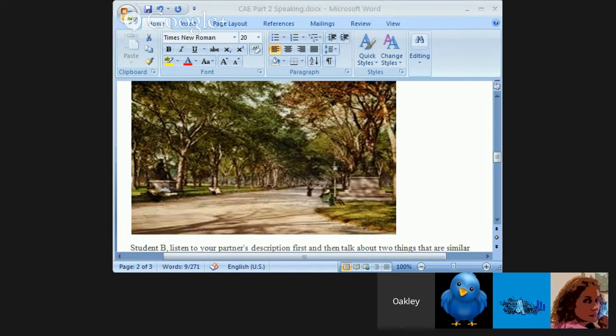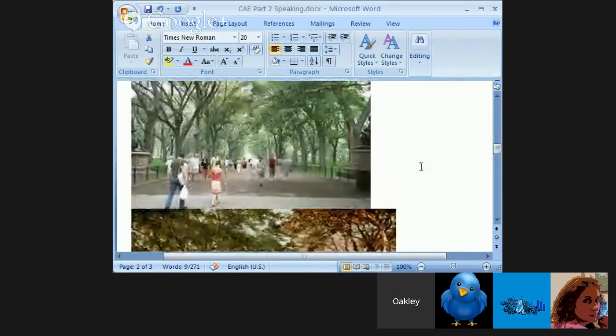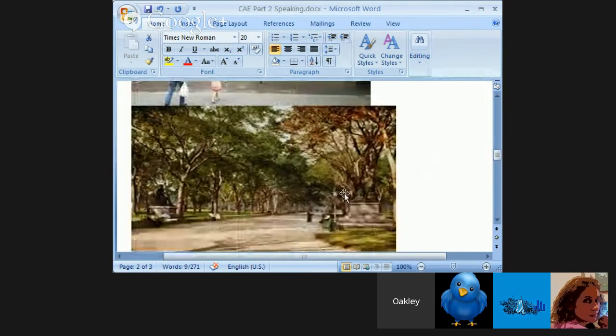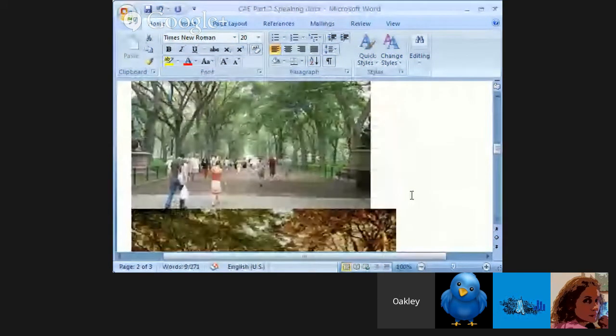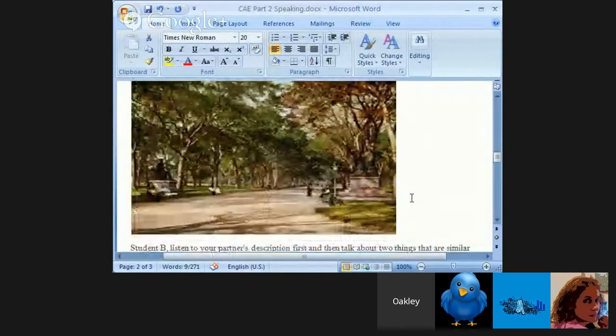Well, okay, Araceli, it is time for you to actually draw some conclusions here. What are some similarities or some differences that you see? Can you give me some similarities or differences in these two pictures? Yes, both pictures show parks, and the parks are very similar.